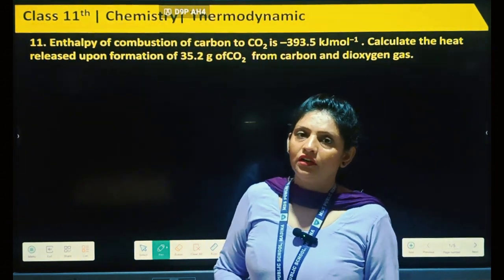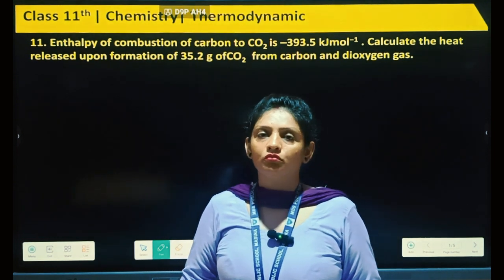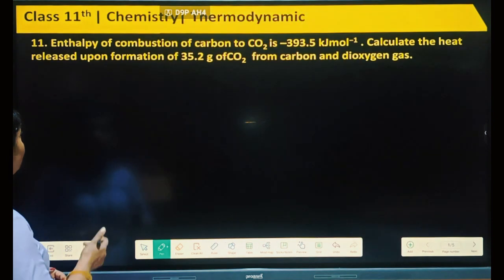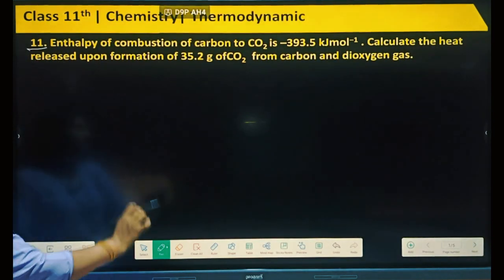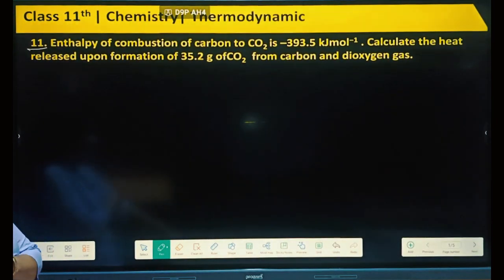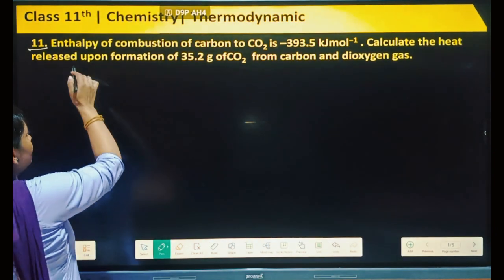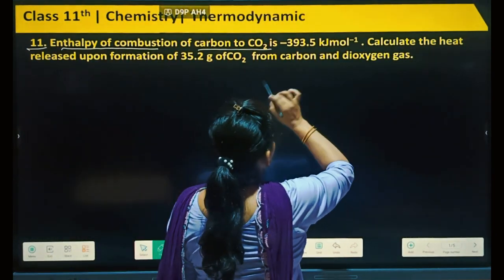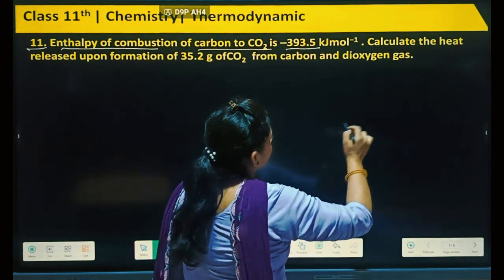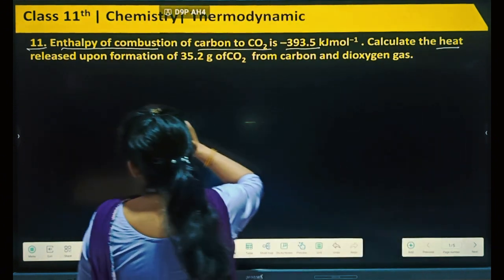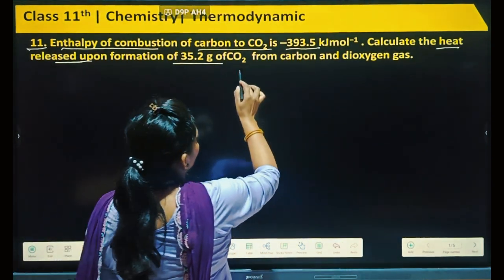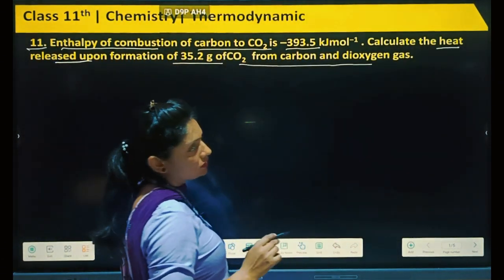Students, today we will do the remaining questions of thermodynamics. So let's see. This is question number 11 of the NCERT exercise of thermodynamics. Our question is: the enthalpy of combustion of carbon to carbon dioxide is given. Calculate the heat released upon formation of 35.2 gram of CO2 from carbon and dioxygen gas.